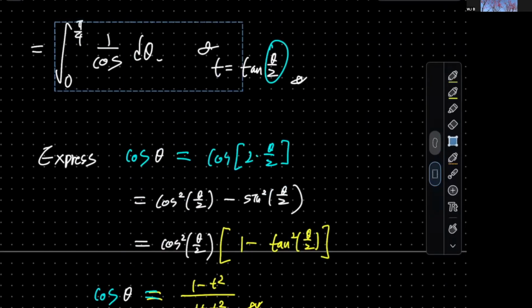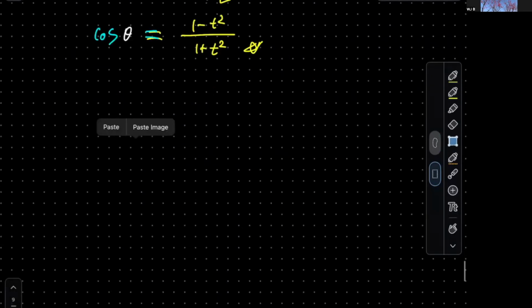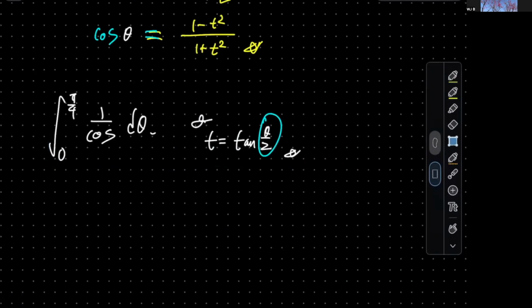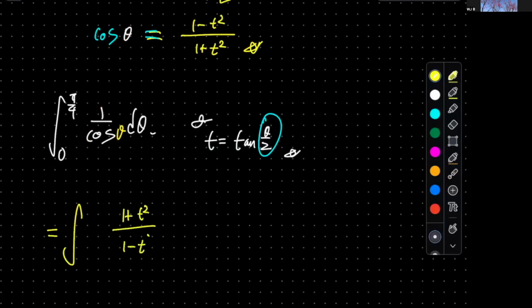Okay, so now let's start the journey here. You just confirmed that the cosine theta is going to be expressed as 1 minus t squared over 1 plus t squared. That's great. So now I'm going to go with the integral. And because it's a reciprocal, I'm going to write 1 plus t squared over 1 minus t squared. But now, who needs to be converted? The d theta must be converted into the t.